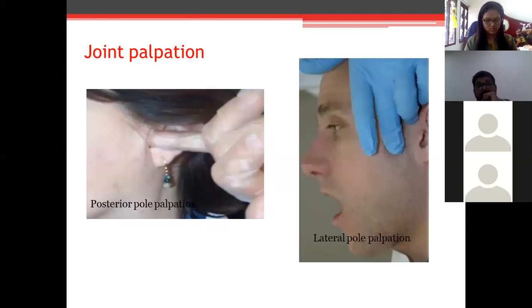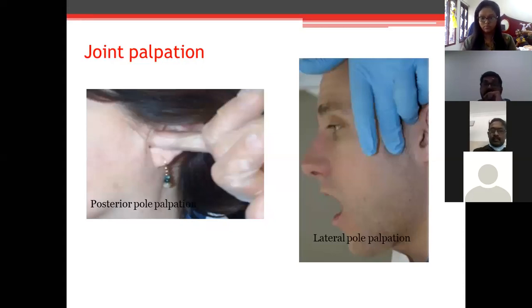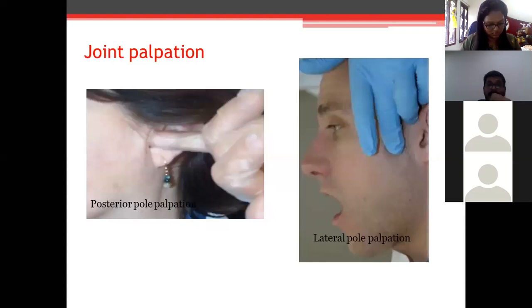For the posterior pole palpation, you have to instruct the patient to open and close the mouth. What you have to observe during the opening and closing movement is the symmetrical movement. Through the posterior pole, you can observe the condylar symmetrical movement. When the patient opens the mouth, does the condyle move together, and when the patient closes the mouth, can you feel both condyles coming back at the same time? If it is not happening at the same time, suppose your right condyle comes first and your left condyle comes later, that indicates that translation is not happening on that side. That is why the delay occurred. So these are the things you can come to know when you palpate a joint.